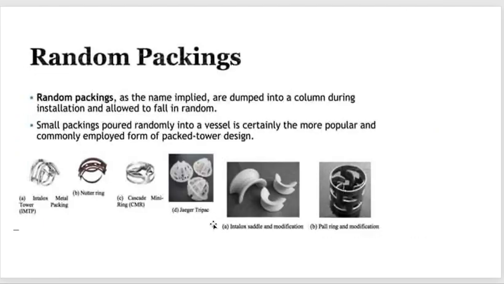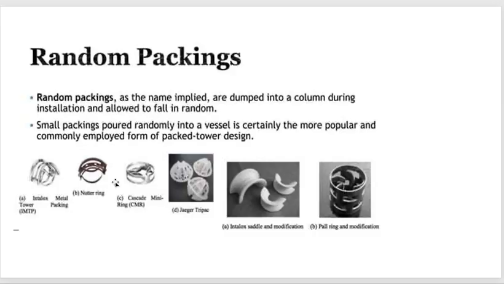Here we will see the main types of packing, which are stacked or organized packing, or random packing. Random packing, there are many components to compose the random packing. Okay, as we see in the graph here, it's clear, the bell type, interlocks type. This is another shape for the packing, because there are many types of designing the packing, and all of them are directed in one way: to increase the surface area and the contacting time between the liquid and the vapor.